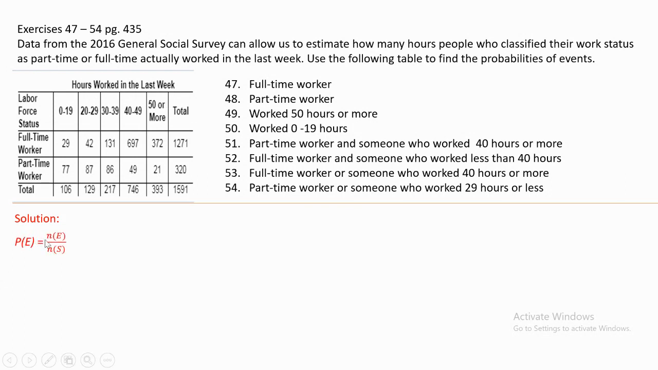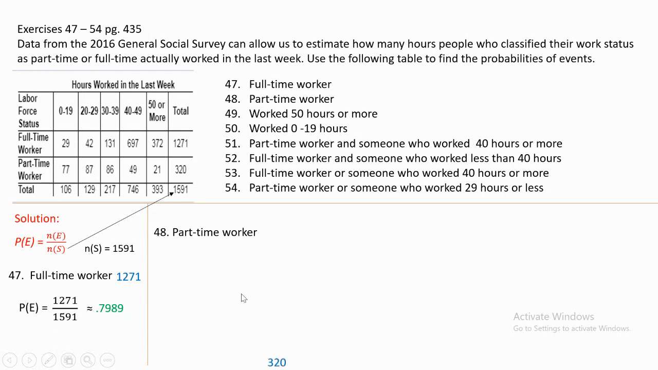Solution. Right, so this is the probability of the event taking place. So we know that my sample space will always be 5091. That's my sample space. Now let's do number 47. Full-time worker, right? So for full-time worker we go here, and it will be 1271. So it'll be 1271 over 5091. And we put it in the calculator, guys. Most of the time I want you to round off to 4 places. So my answer will be 0.7989.